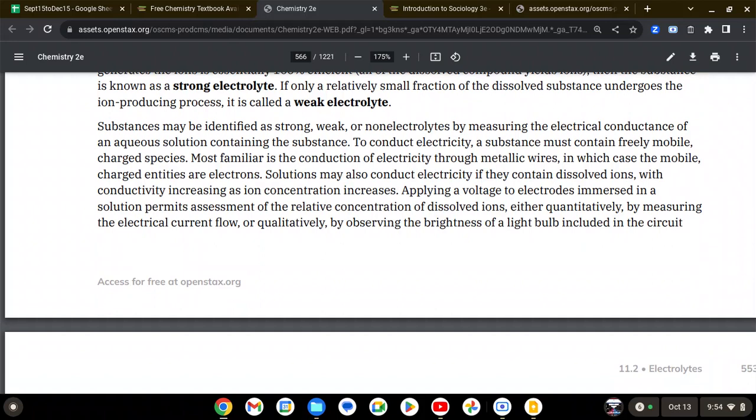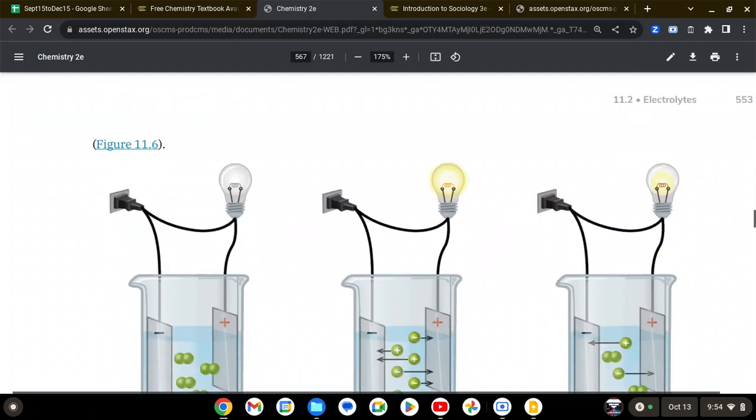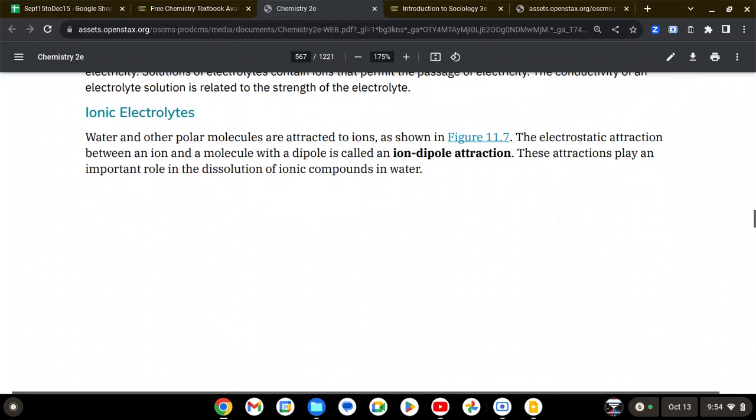Most familiar is the conduction of electricity through metallic wires, in which case the mobile charged entities are electrons. Solutions may also conduct electricity if they contain dissolved ions, with conductivity increasing as ion concentration increases. Applying a voltage to electrodes immersed in a solution permits assessment of the relative concentration of dissolved ions, either quantitatively by measuring the electrical current flow or qualitatively by observing the brightness of a light bulb included in the circuit.